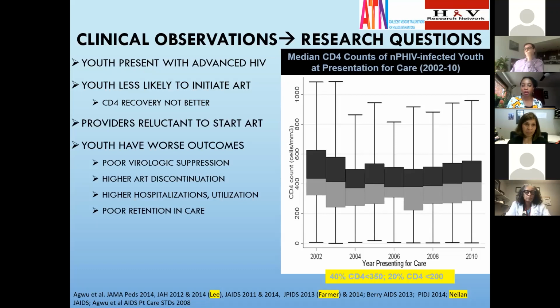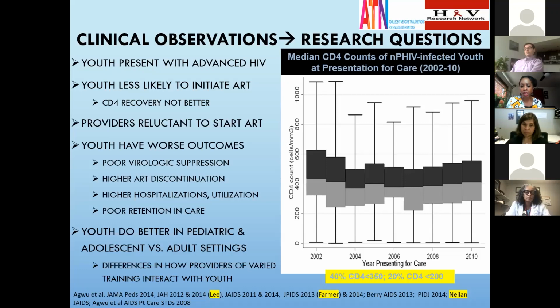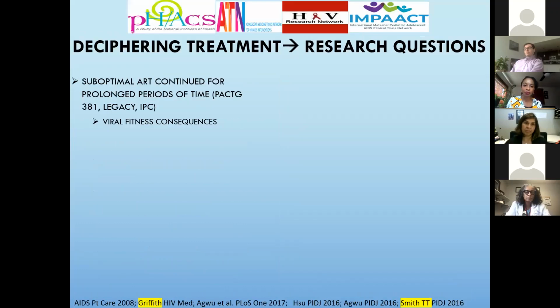Youth did have worse outcomes: poor virologic suppression, higher antiretroviral treatment discontinuation, higher hospitalizations, higher care utilization, and poor retention in care. Also, confirming what I was feeling, that sense that youth do better in pediatric and adolescent settings versus adult settings. And there were differences in how providers of varied training interacted with those youth.